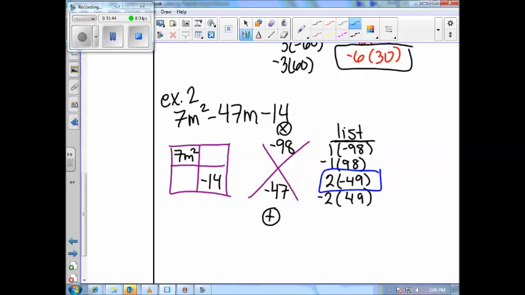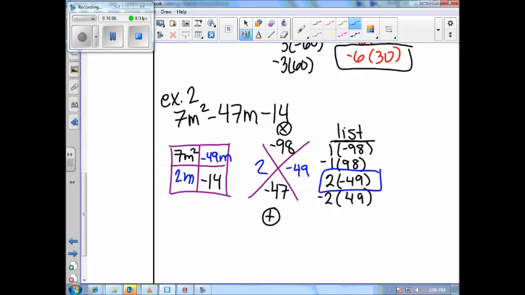So these are our n's. Remember to write them in with n's. 7n, negative 49n. M. These are our m's. Sorry. Thanks for catching that. Yes, the variable should stay constant. Sorry about that.